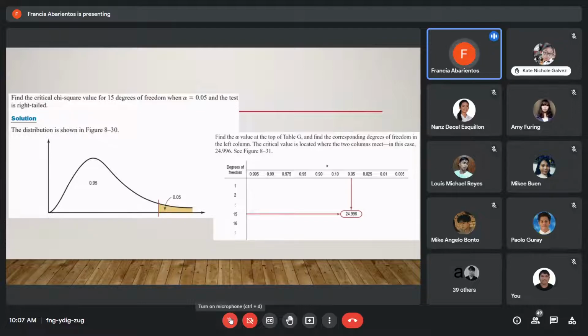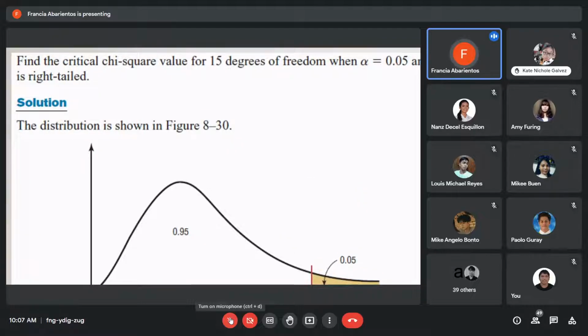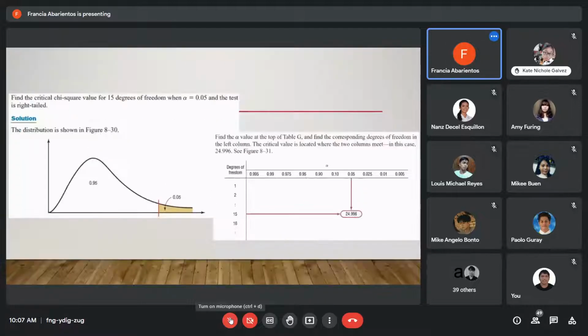Okay? So, in finding the chi-square class, mas madali na lang to class. Yes, class, you will just always find the level of significance in the table as well as the degree of freedom. You automatically have now the critical value.